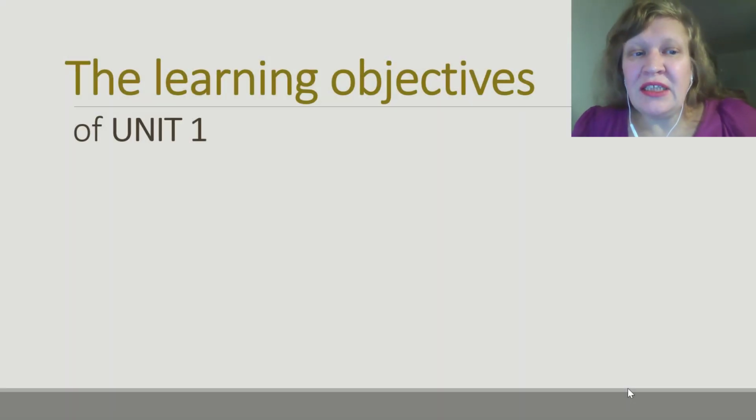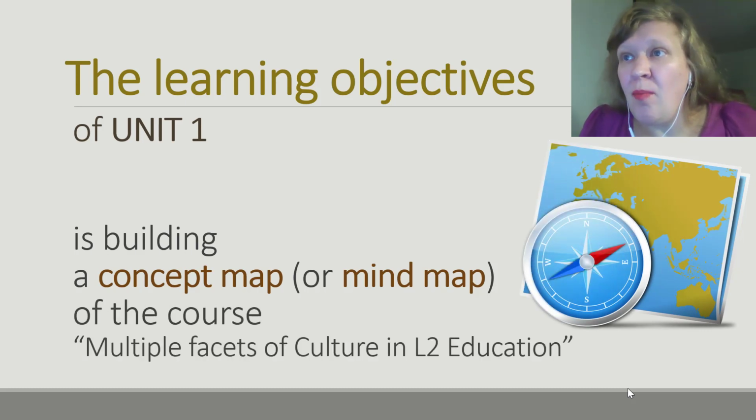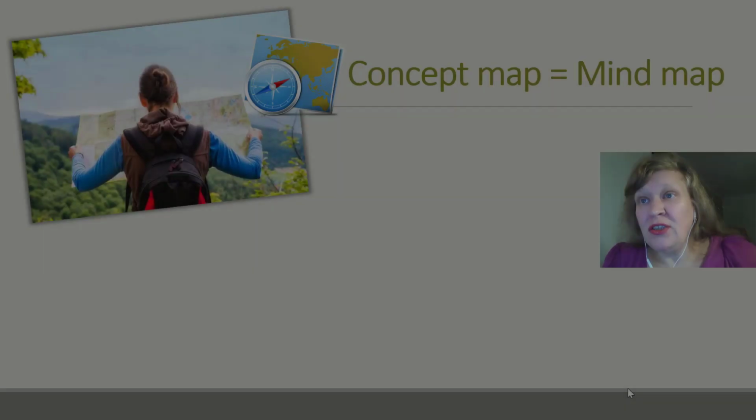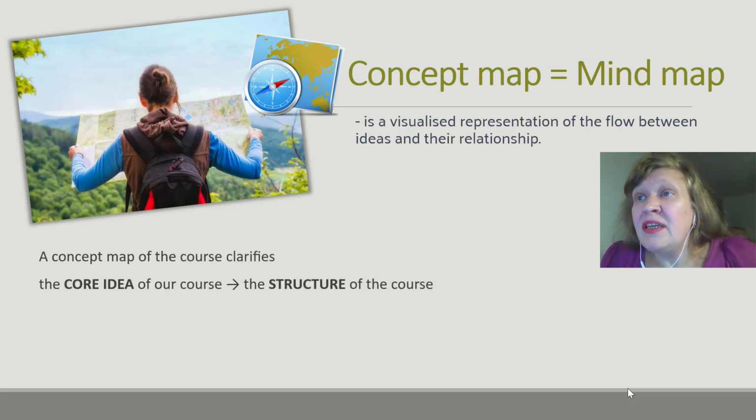The learning objectives of Unit 1 is building a concept map or mind map of the course Multiple Facets of Culture in Second Language Education. A concept map or a mind map is a visual representation of the flow between ideas and their relationship. The concept map clarifies the core idea of our course and therefore the structure of the course.